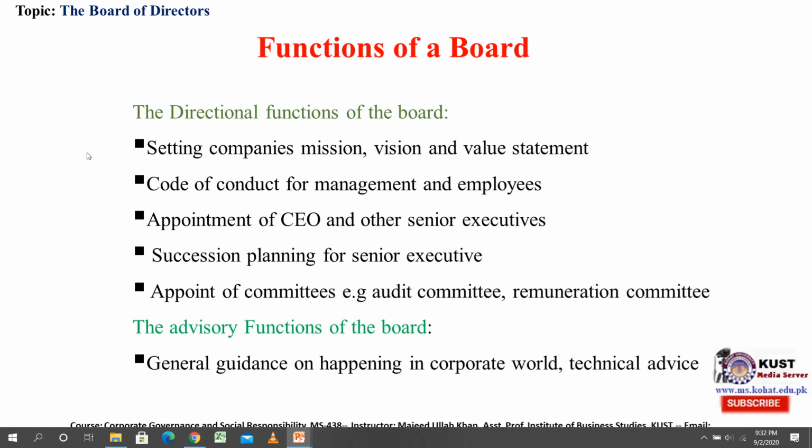The board is responsible to have certain succession planning in order to ensure who will replace whom in case of retirement or death. The board is responsible to form committees, such as the audit committee, remuneration committee, financial reporting committee, or any other committee at board level. The other group of functions is the advisory function of the board: general guidance on happenings in the corporate world, meaning technical advice if the board has the capacity.